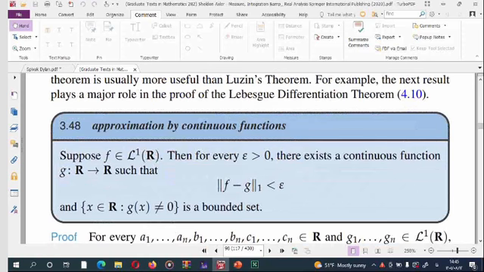Approximation by continuous functions. Suppose f belongs to L1, then for every epsilon there exists a continuous function. This is very important. Continuous function g from R to R such that this norm is less than epsilon, and g is almost everywhere bounded. The set of all x such that g of x is non-zero is a bounded set. Okay.